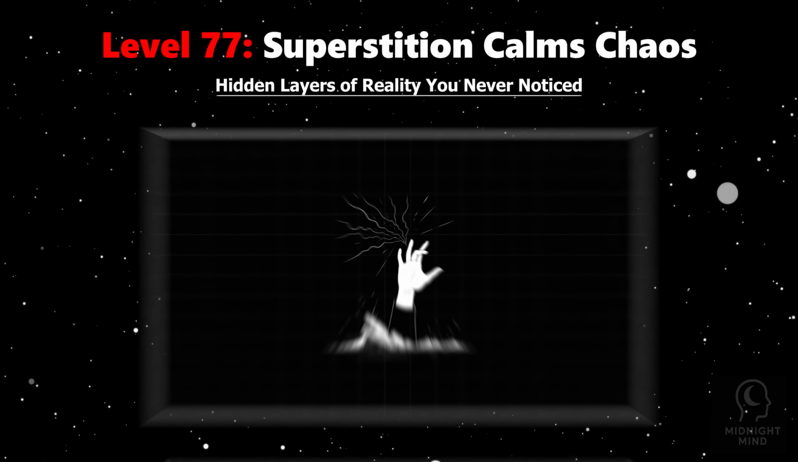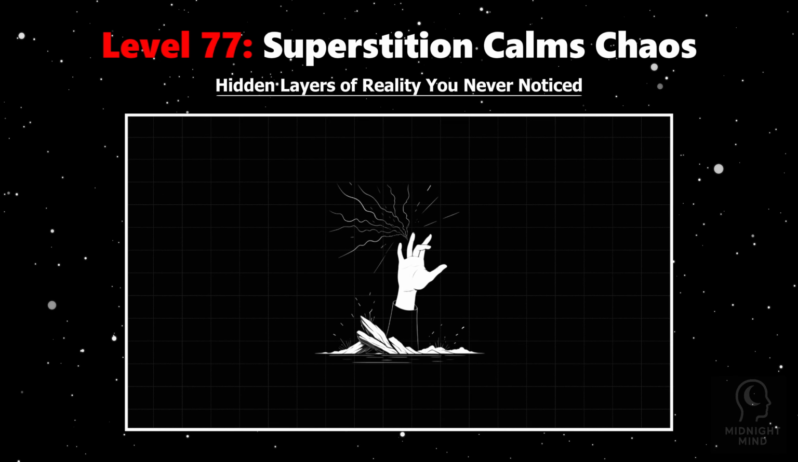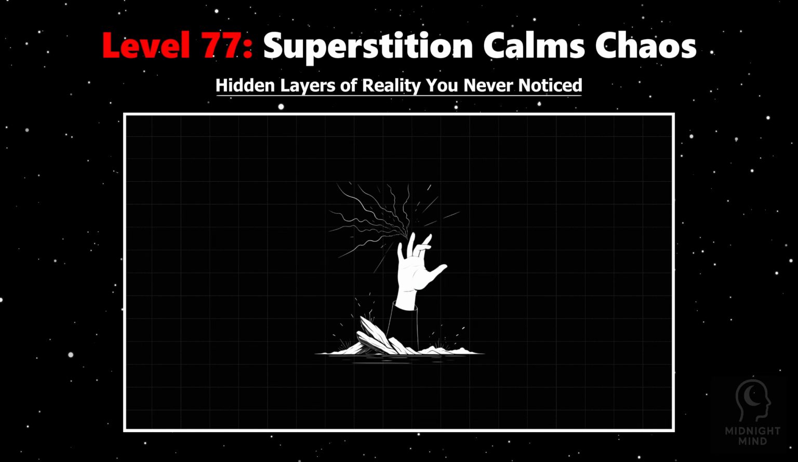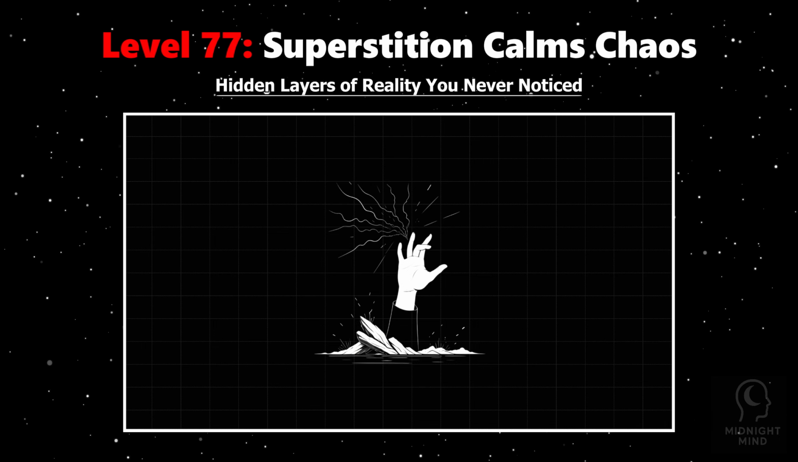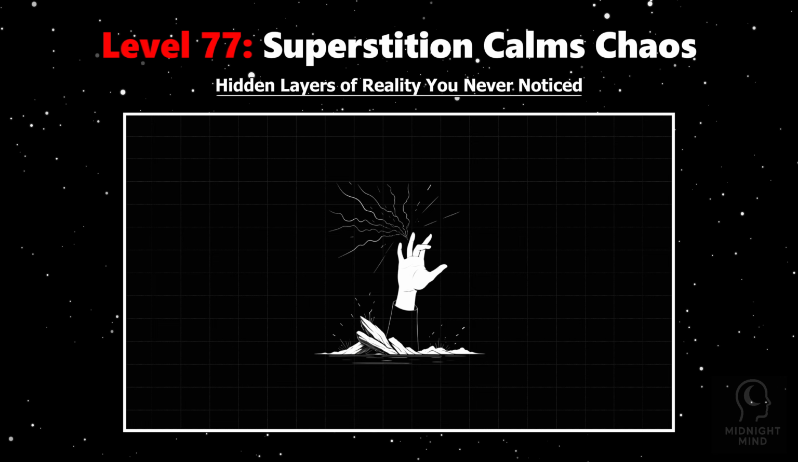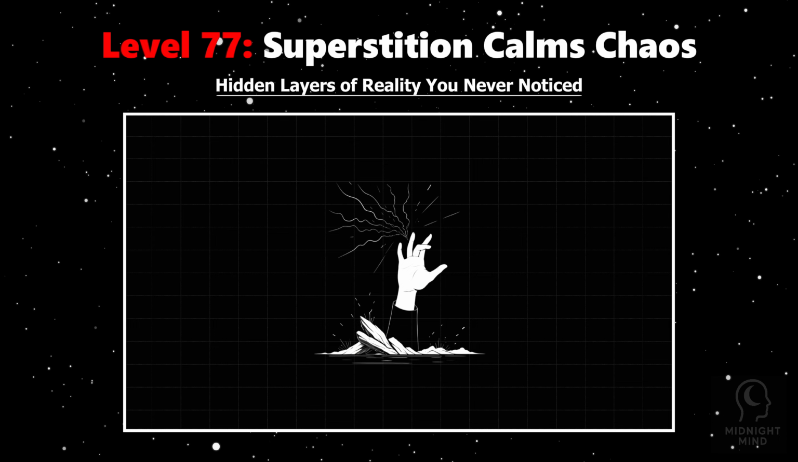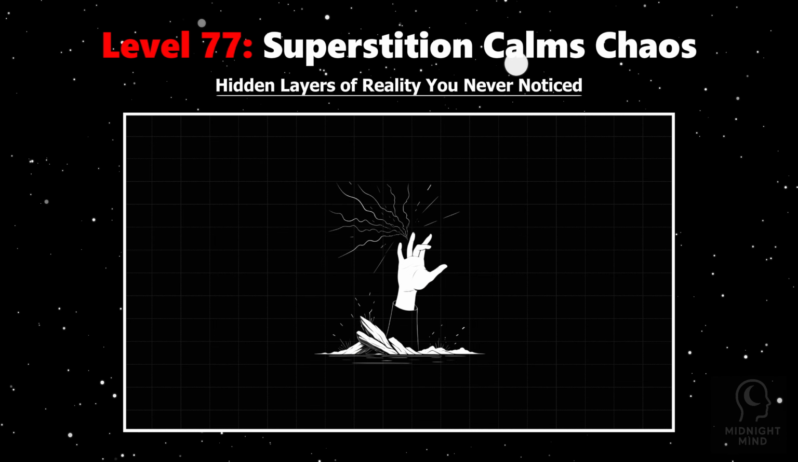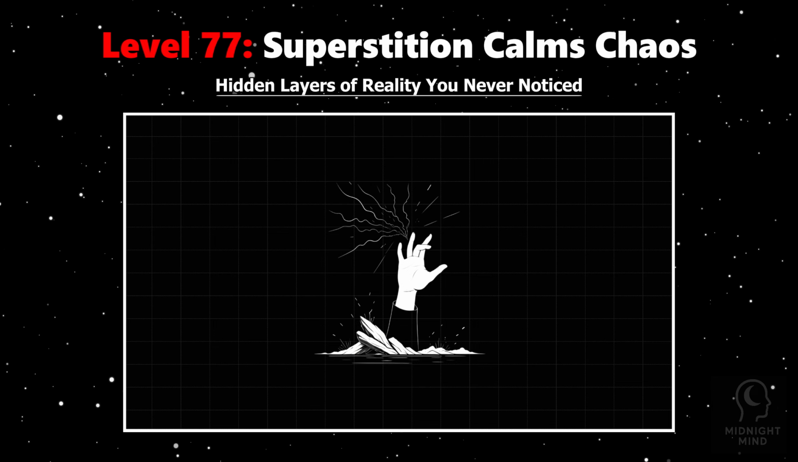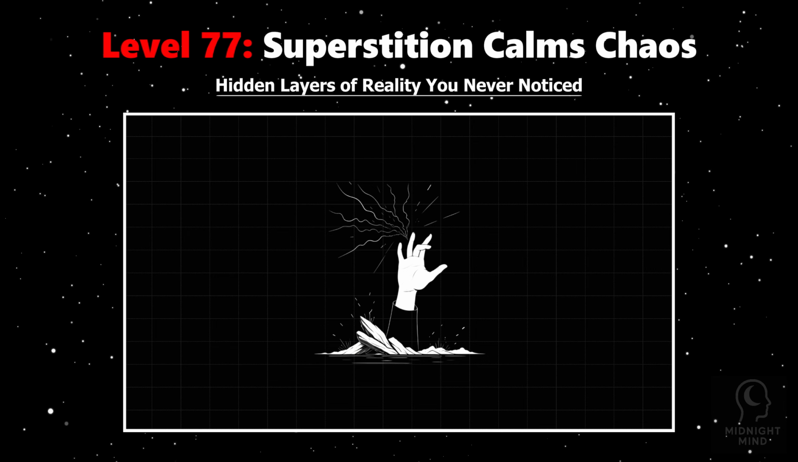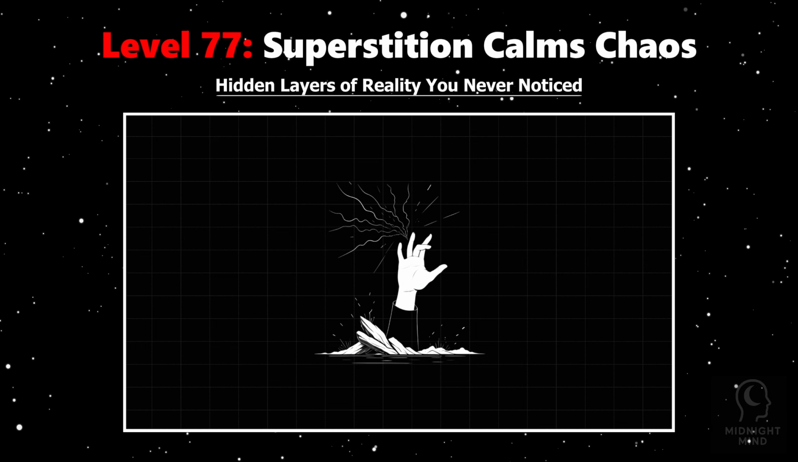Imagine feeling a sudden pang of anxiety before an important event and instinctively touching wood, avoiding cracks in the pavement, or repeating a comforting mantra. These acts, though logically irrational, aren't random habits. They're powerful tools your mind uses to soothe the ache of uncertainty. Superstitions don't work in a causal sense, but they calm chaos by offering a fragile sense of control when the world feels unpredictable.